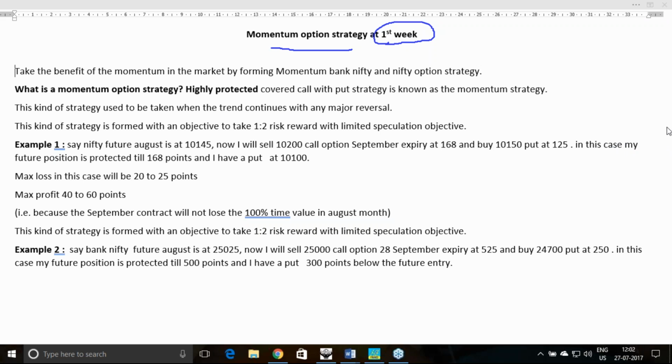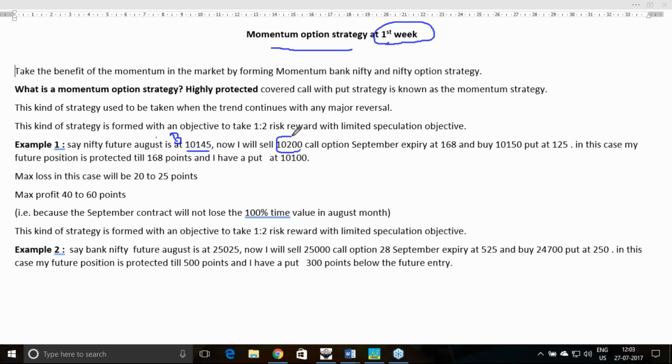I'm just taking one example here. I've taken the Nifty future August, which is trading at 10,145. When I was drafting this, it was on this page: Nifty was trading at 10,145, August month future. So what I will be doing here is buying this instrument, the August future, at 10,145, and I will sell one nearest call option of the second month.